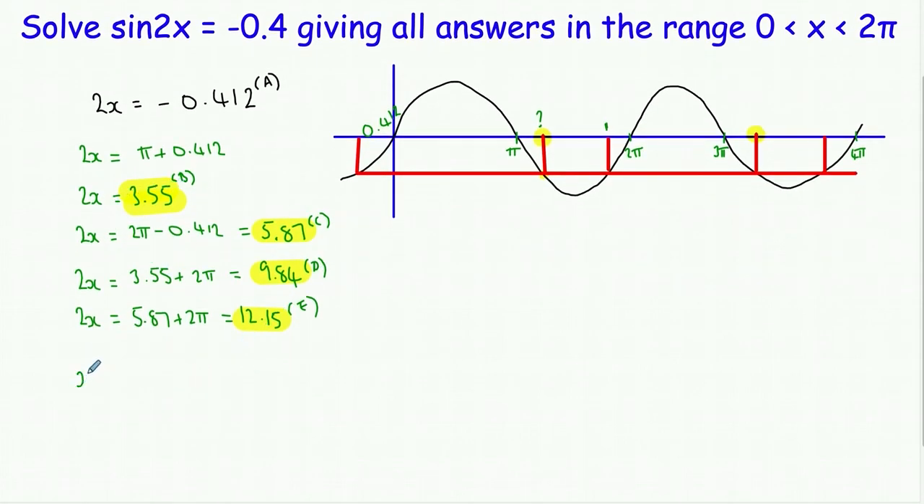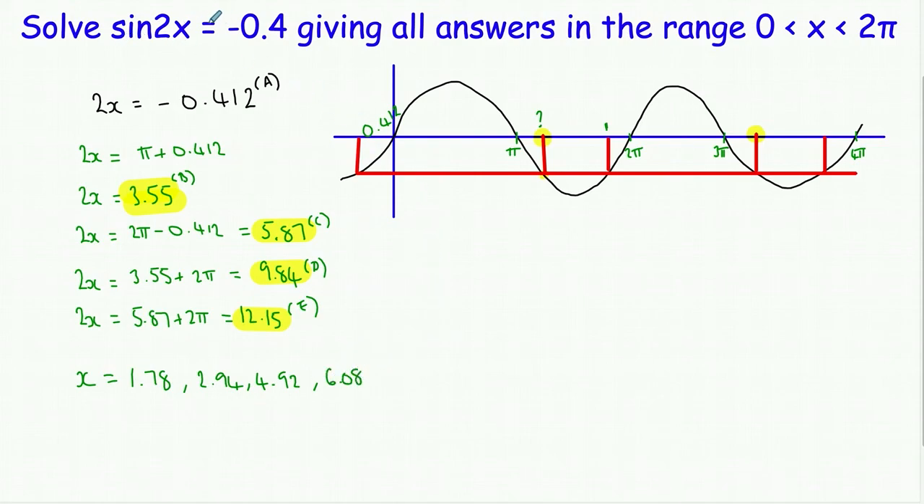these numbers. So I'm going to do B divided by 2, C divided by 2, D divided by 2, and E divided by 2 to get my actual values for x. And because I've used the calculator memory, all of these answers are going to be accurate to 3 significant figures when I round them. So 1.78, C divided by 2 is 2.94, D divided by 2 is 4.92, and E divided by 2 is 6.08.